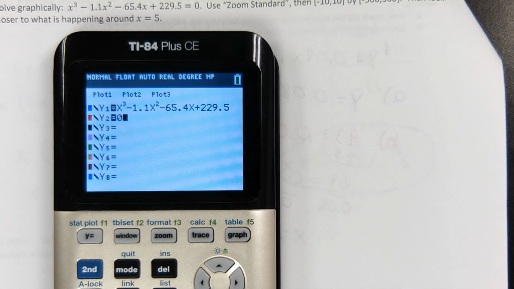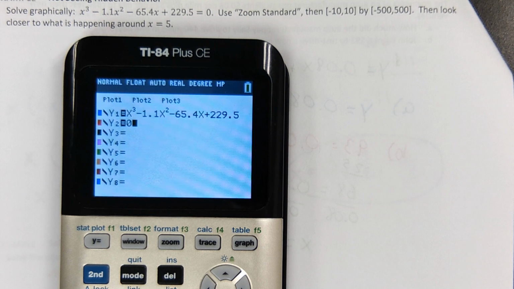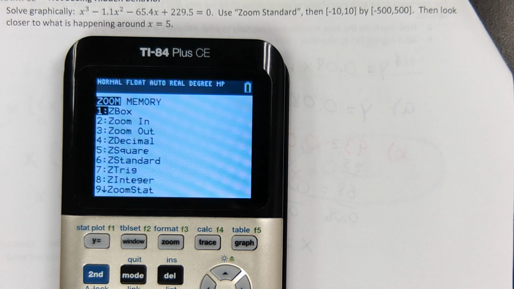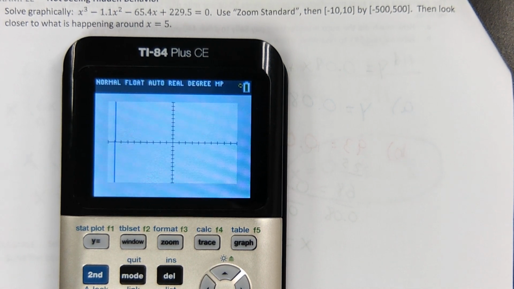It says first, try to use zoom standard, which is zoom 6. Zoom, the number 6. Whoa, steep line. Steep line. And there's the x-axis at y equals 0.